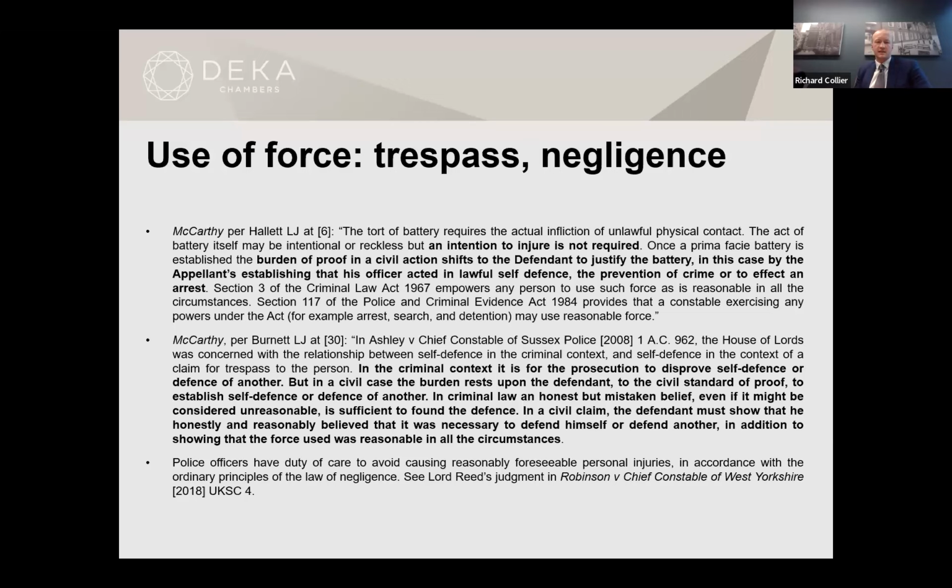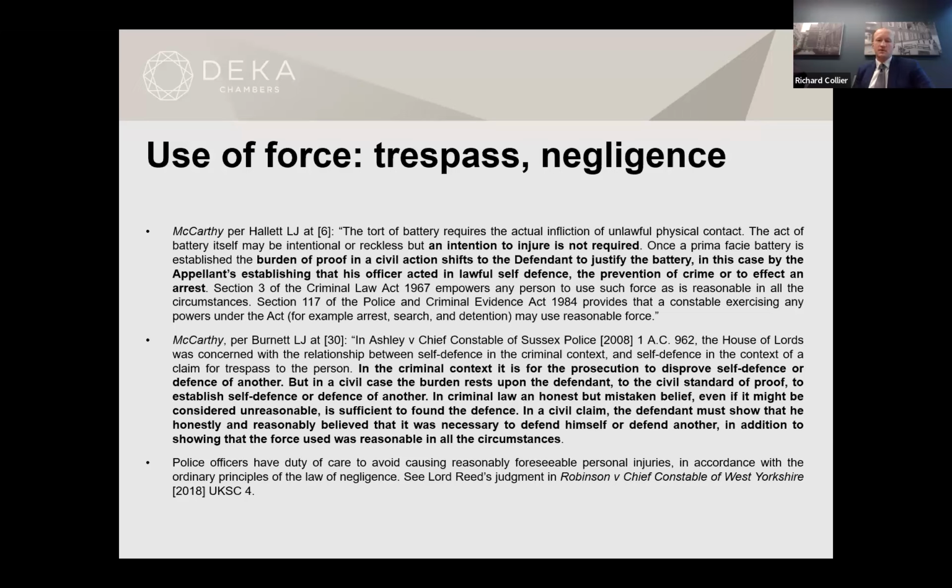civil and criminal context. So he explains that in the criminal context, the prosecution actually has to disprove self-defence. So, for example, if the defendant has been charged with GBH, but he says that he did it in self-defence, the prosecution then needs to disprove that. But conversely, in a civil context, if they allege self-defence, or they raise that as a defence, the burden rests on the defendant to prove it.